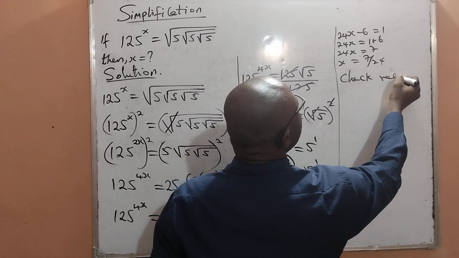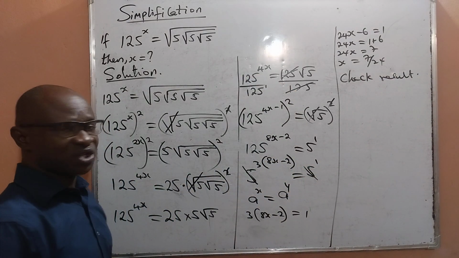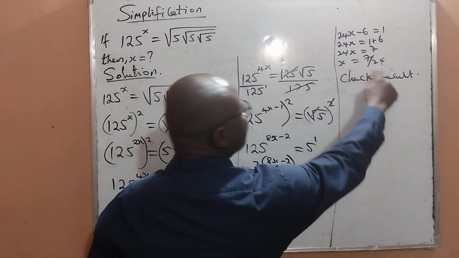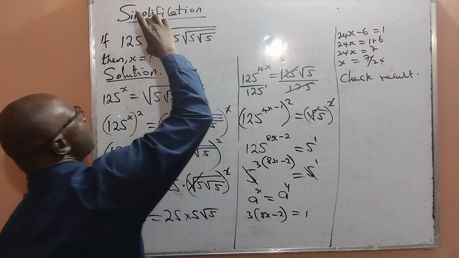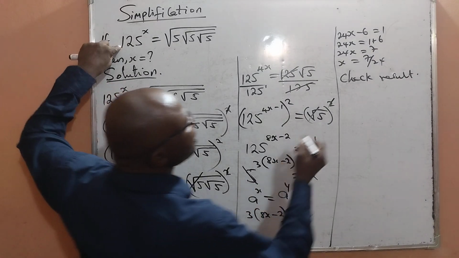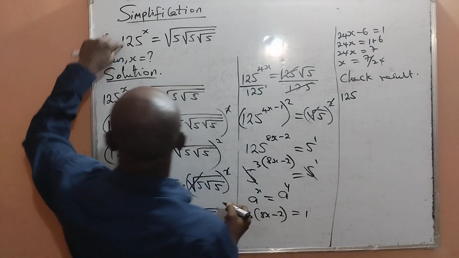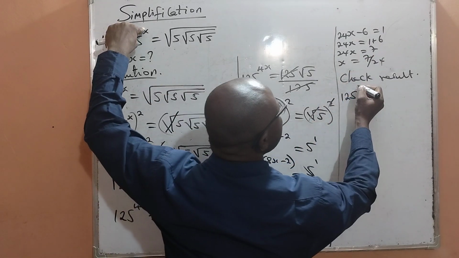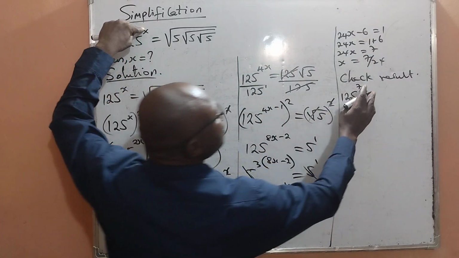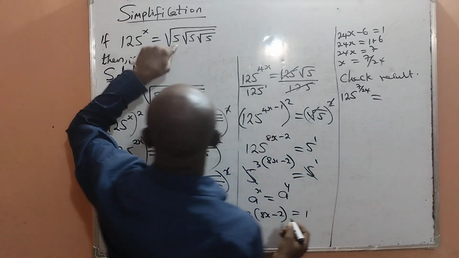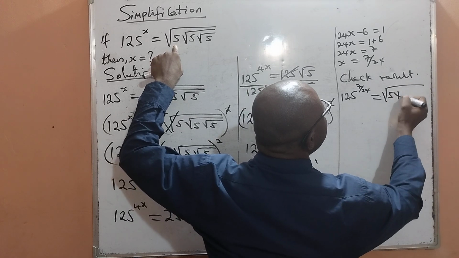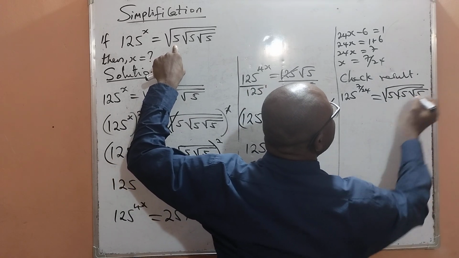Just a quick one. We want to check the result. What that means is that I want to replace the value of x. The x that I am asked to find, I have gotten the answer, but I want to replace it into the original equation to see if the equation is satisfied. Therefore, from here I have 125 raised to power x, and the x here is 7 all over 24, please, equal to square root of 5 root 5 root 5.